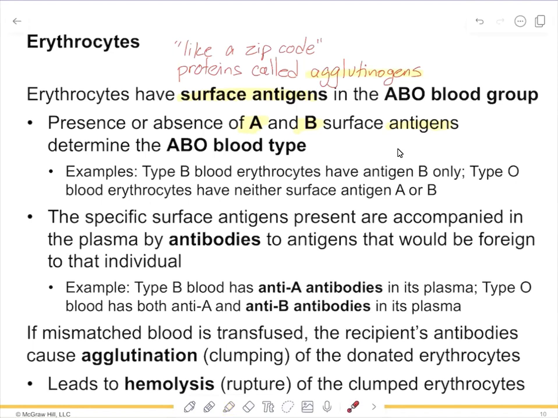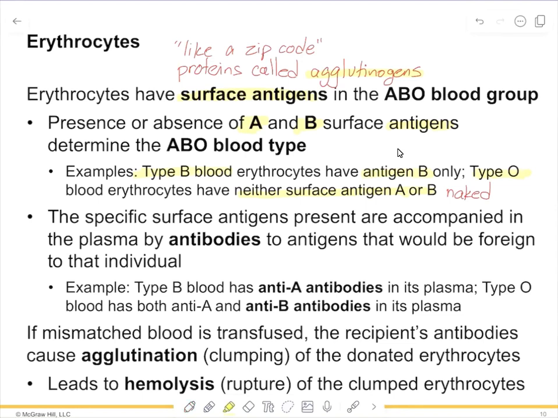So these surface antigens are actually on the membrane for the red blood cell. So in this case, a type B erythrocyte has only the B antigen. It would have no A antigen. Type O blood would have neither the A antigen or the B antigen and is basically naked. It has no A or B protein.